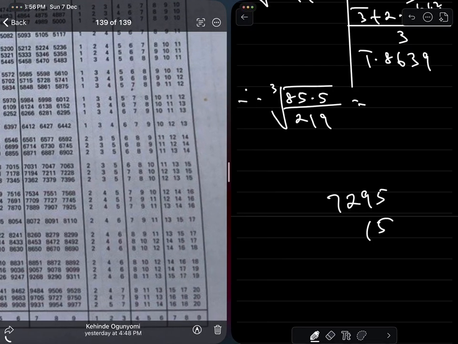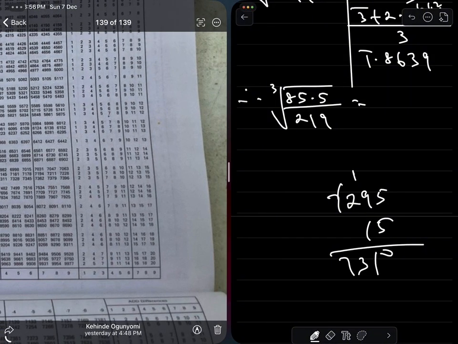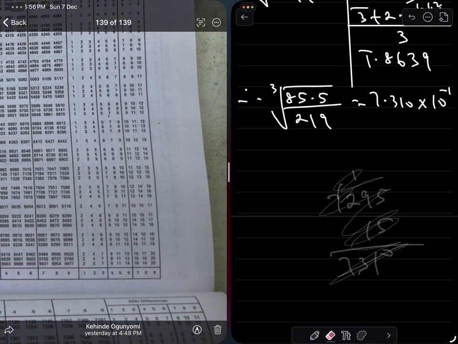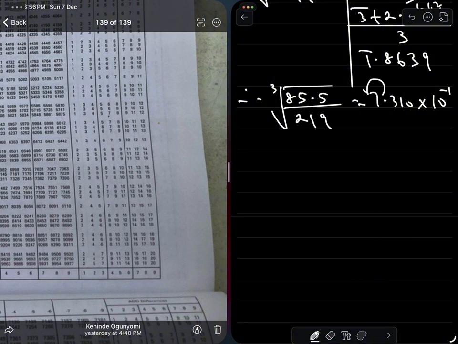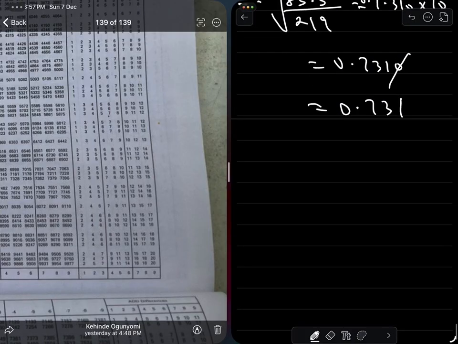15. 10, 0, carry 1, 10, 11, 1. 7, 3. And what do I write? That's 7.310 times 10 raised to power minus 1. No, it's 0 point. That's 0.7310. We cancel this 0 because it is the last digit after the decimal point, and the answer is 0.731. Do you understand? And now to the next one.